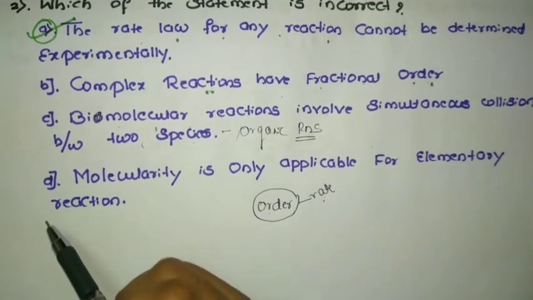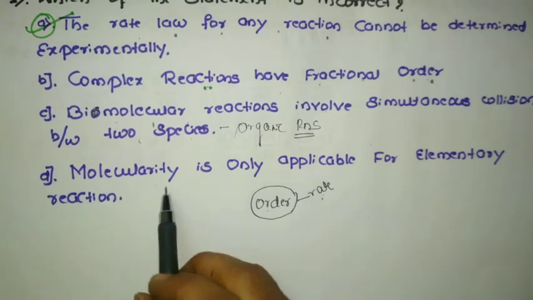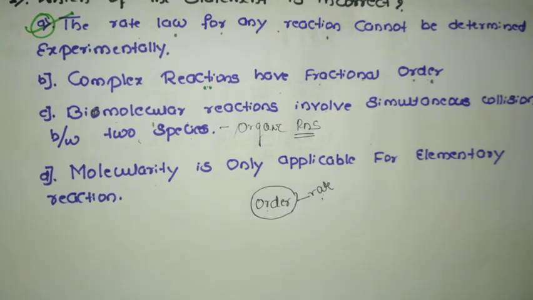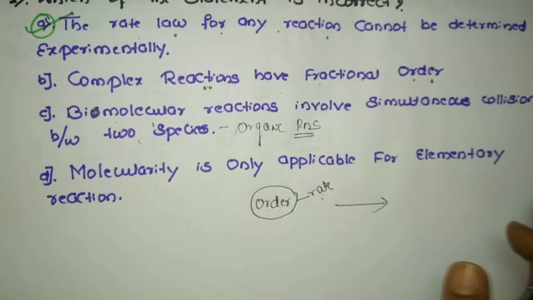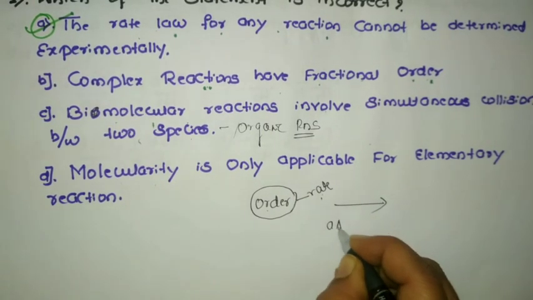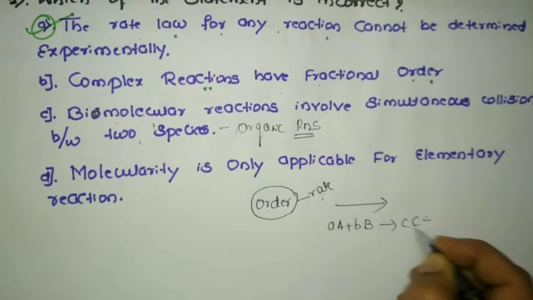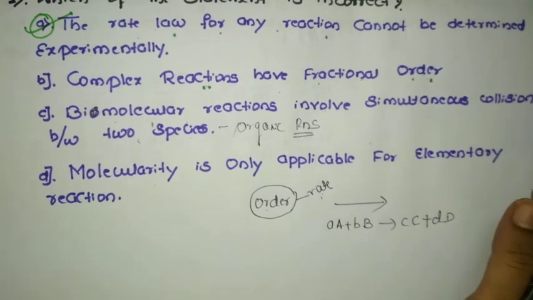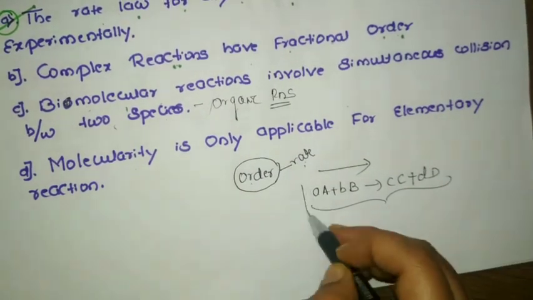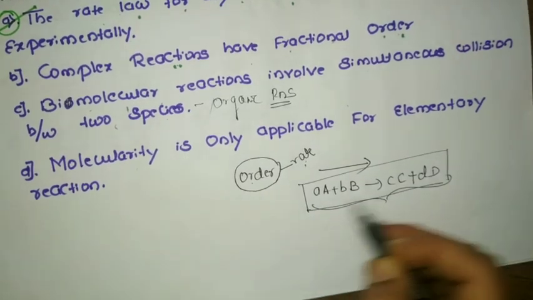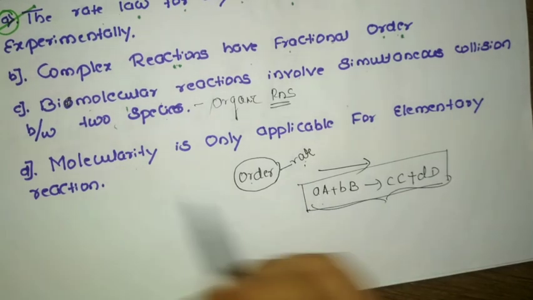Now, molecularity is only applicable for the elementary reaction. Yes, an elementary reaction is nothing but a single step of the reaction. Single step means, for example, a molecules of A and b molecules of B give c molecules of C and d molecules of D. This is a simple, single step of the reaction, so I could say this is an elementary reaction. Here there is involvement of only a molecules of A, so I can find out the molecularity.